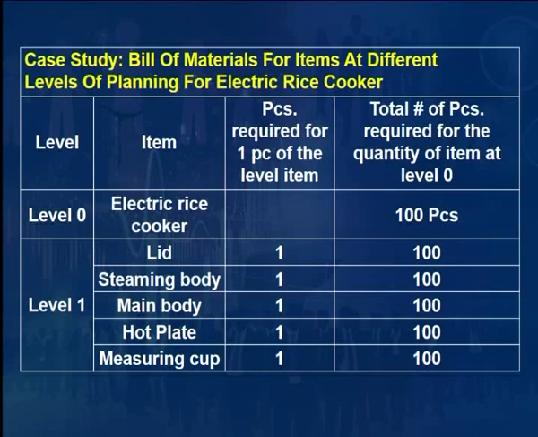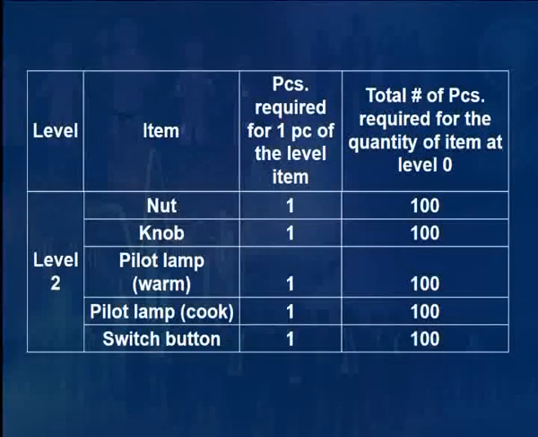Let's say you want to make 100 pieces of this. One lid is required for one cooker, so for 100 pieces you need 100 lids. Steaming body, one for each cooker, 100 total. Main body also 100, hot plate 100, measuring cup 100. In the next slide you see nut. One nut is required, so 100 nuts are required. One knob is required for one cooker, so 100 knobs are required.